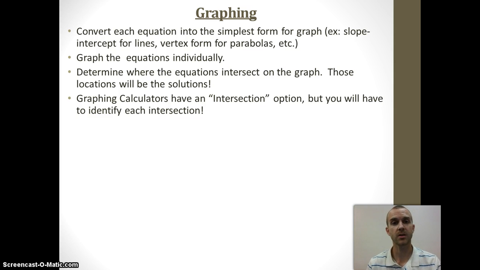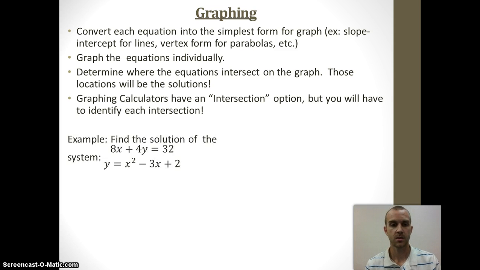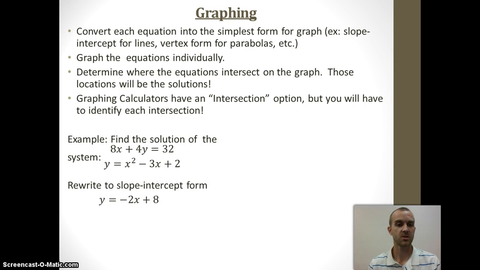If you are using your graphing calculator, you can use the intersection option to help simplify the process of finding the intersections, which will serve as your solutions. Say I have the problem of finding the solutions for this system: 8x plus 4y equals 32 and y equals x squared minus 3x plus 2. First, I'd convert my linear equation into slope-intercept form. If I rewrite that, I subtract the 8x and divide everything by 4, and I get y equals negative 2x plus 8.